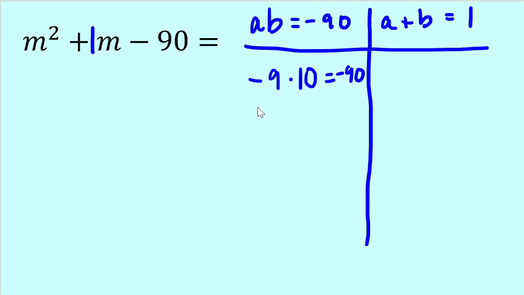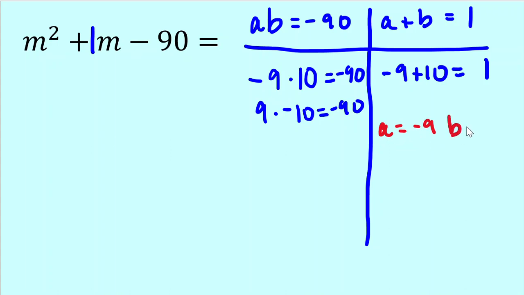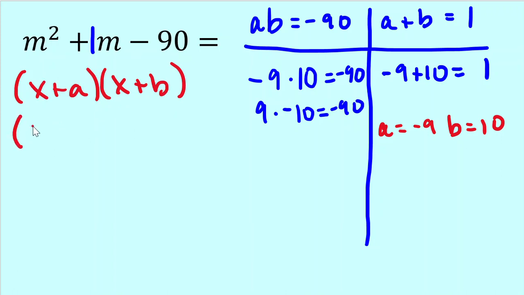We also have positive 9 times negative 10. Well, that's going to equal negative 90. And we're looking for the one that adds to 1. Well, negative 9 plus 10 gives us positive 1. So here our values a and b are going to be a equals negative 9 and b equals positive 10. Let's go ahead and plug that into our factored form, which was again x plus a times x plus b. So for a we have negative 9, and for b we have positive 10.